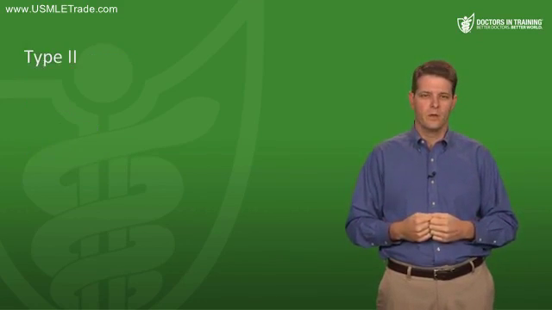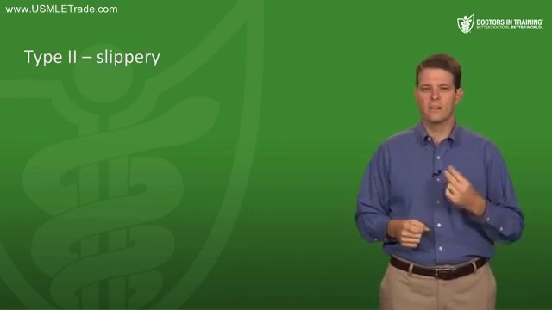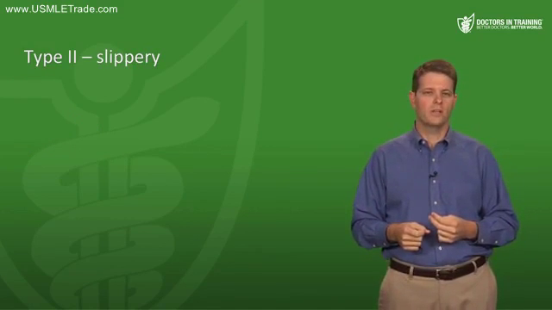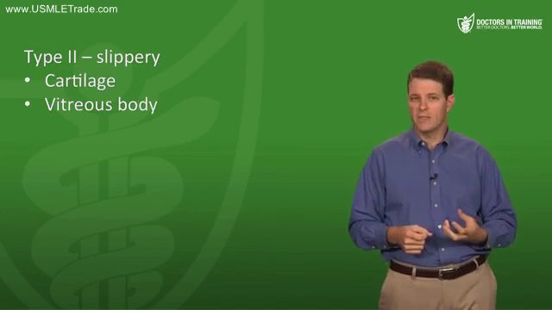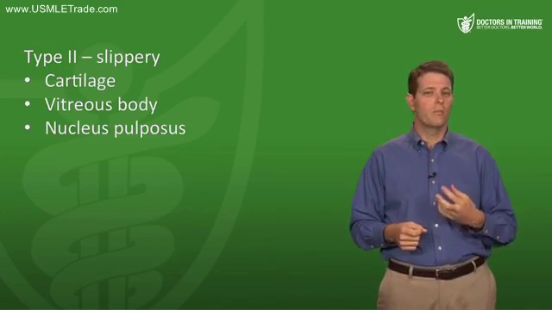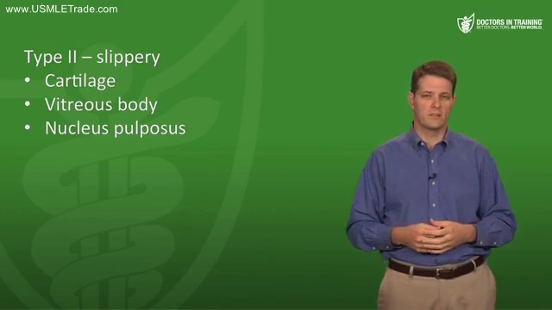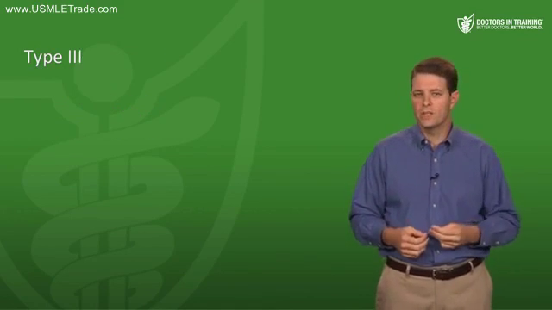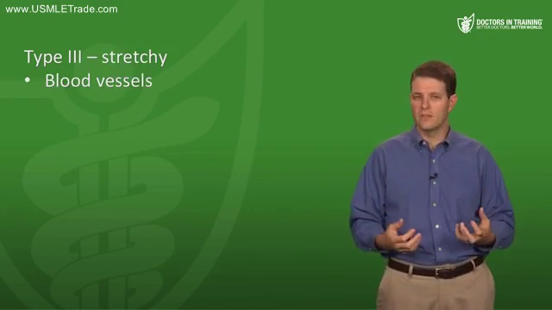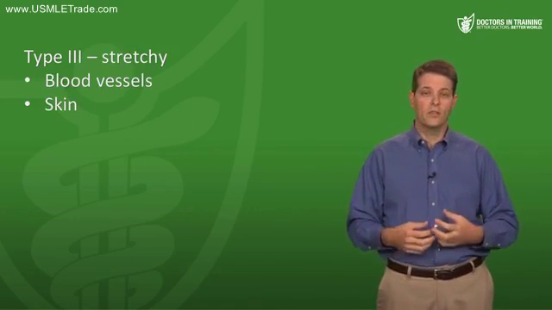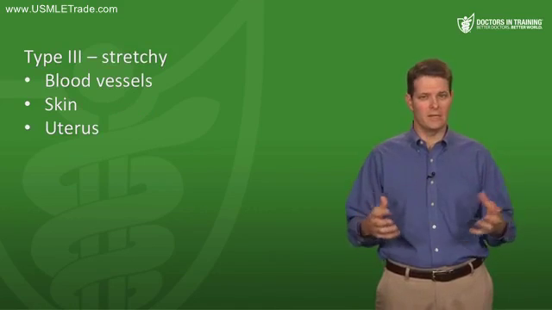Scar tissue is tough and strong, so you really have a lot of type 1 collagen to strengthen that healed wound. For type 2, I want you to remember the word slippery. Type 2 collagen is found in slippery tissues like cartilage and the vitreous body of the eye, and also in the nucleus pulposus in your intervertebral discs. Type 3 collagen is stretchy collagen, so it's found in stretchy tissues like the blood vessels and the skin, and also the uterus, which needs to be able to stretch a lot.